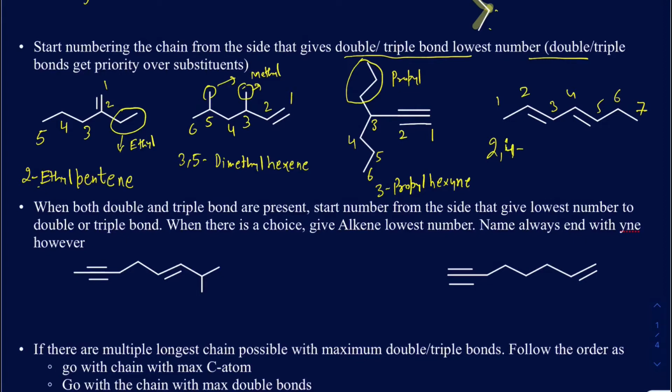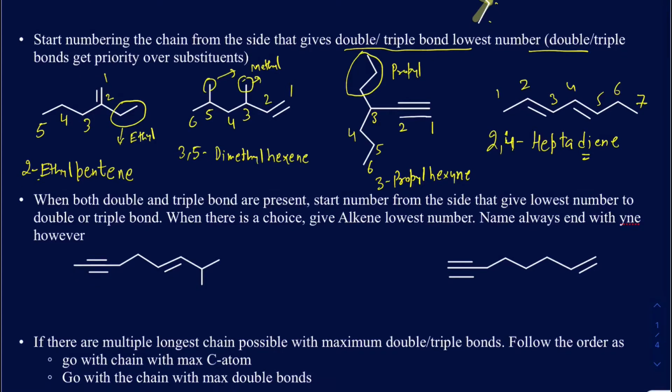and you always specify the position where your double bond is starting. So you don't really call it 2, 3 or 4, 5. You just call it 2 because that's where your double bond is starting, and you call it 4 because that's where your other double bond is starting. So it's 2, 4, and you can call that heptadiene. So you use di because there's 2 double bonds in there. If you have 3 double bonds, then you would use tri. If you have 4 double bonds, you will use tetra.